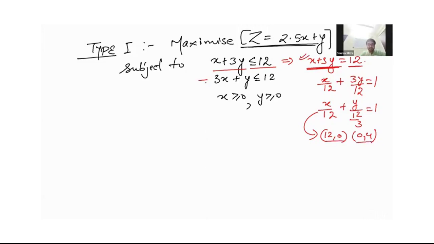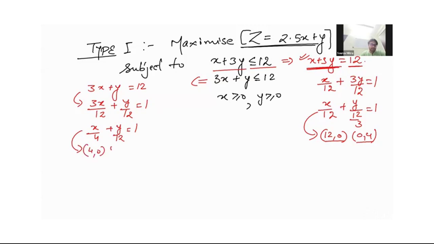Now similarly we will solve this by converting first into a simple equation, then we will convert this into intercept form. 3x by 12 plus y by 12 equals 1. So you will have x by 4 plus y by 12 equals 1. That means this has a coordinate on the x-axis as 4 comma 0 and 0 comma 12. Fine, we have found these values.